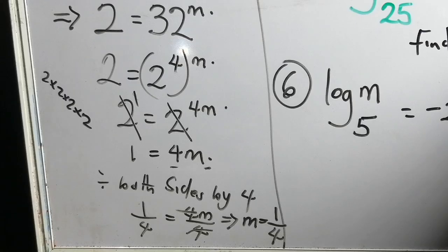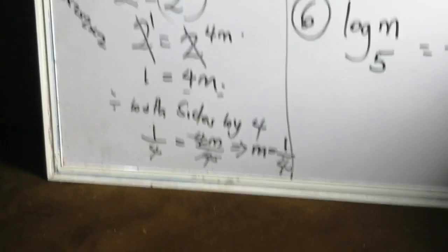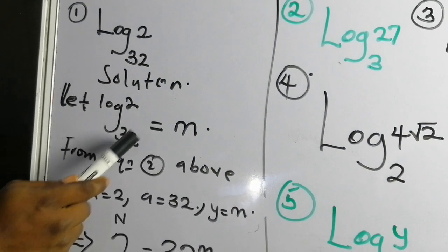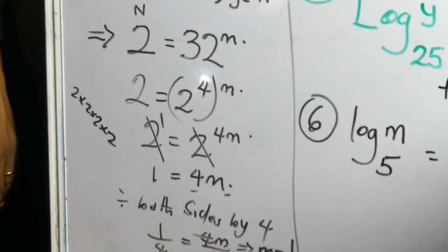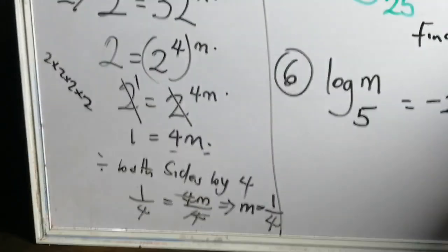So all you just need to do is to conclude. You now say, therefore, the value of log 2 to base 32. Because it's an objective, you don't need all the story. But if it's theory, you need to conclude, so that you can get the understanding. So therefore, log 2 base 32 equals what? 1 over 4. Just come and replace the value of your m here. Log 2 base 32 equals 1 over 4. It's as simple as that. So that is straightforward. That is how to get the value.